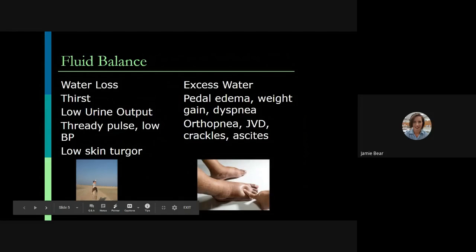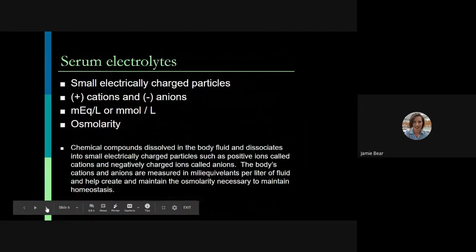We will have a low urine output, and our patient will exhibit a thready pulse, which means like a weak pulse, a low blood pressure, and can have a low skin turgor. So when you pinch the skin, it won't go back to where it's supposed to. Excess water can show pedal edema, weight gain, dyspnea, orthopnea, jugular venous distension, crackles on auscultation, and ascites, which is an inflammation of the abdominal cavity.